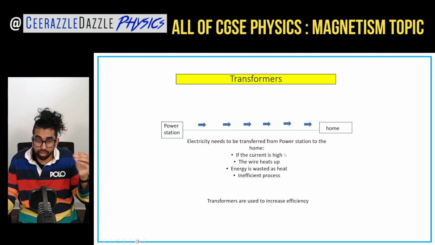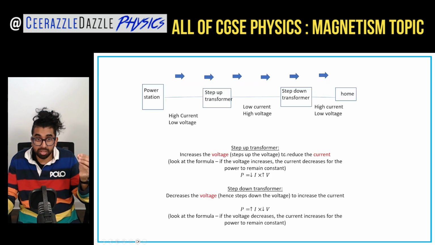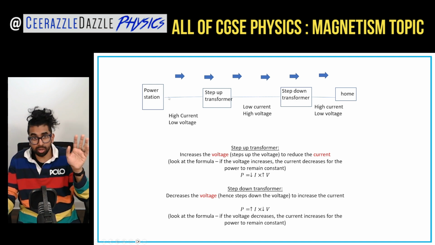This is very inefficient. Therefore, we use transformers. Transformers, there are two types. Number one, there's a step-up transformer and there's a step-down transformer. Don't forget, we're going to go from the power station to your home. So first of all, high current comes out of the power station at a low voltage.